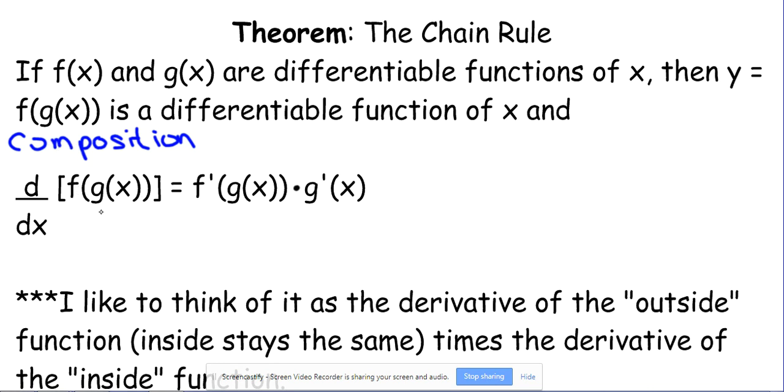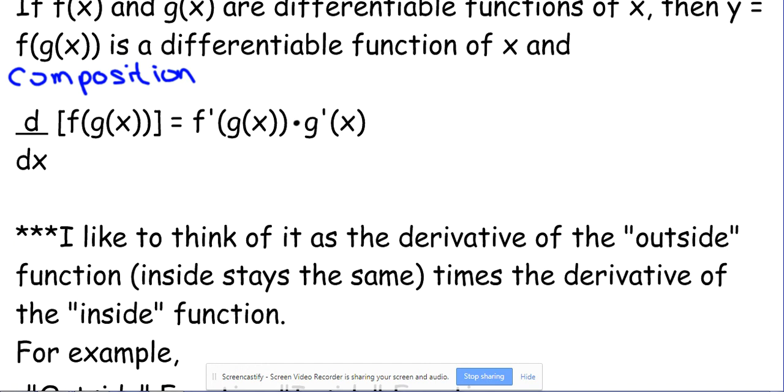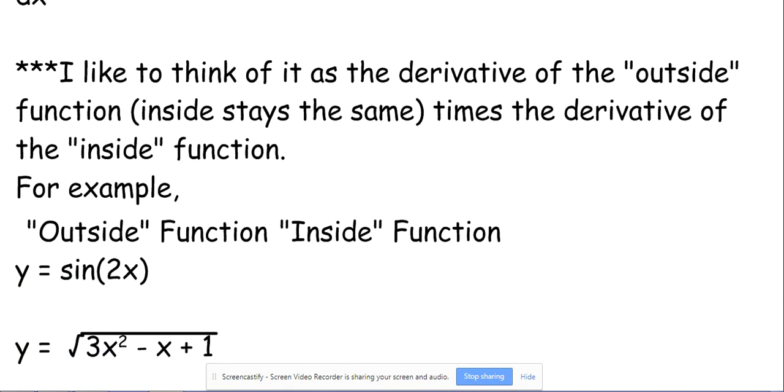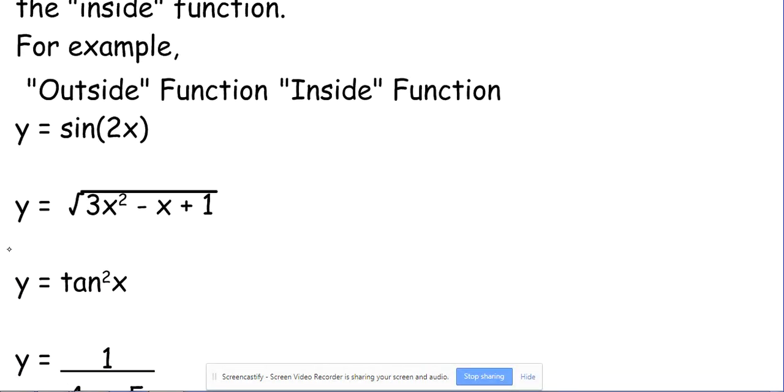If we've got this composition, then the derivative is the derivative of what we call the outside function, with the inside function staying the same, times the derivative of the inside function. That's kind of the way that I put it in simple terms. So let's look at a few examples of outside function, inside function. Let's label our outside functions and our inside functions here.